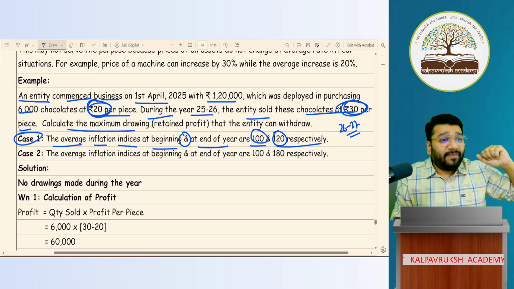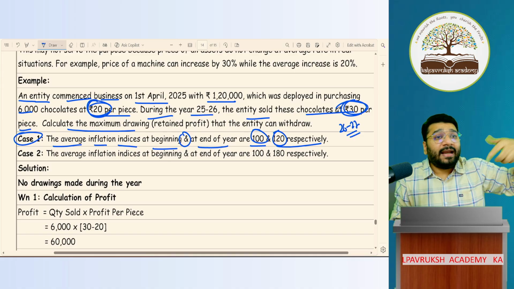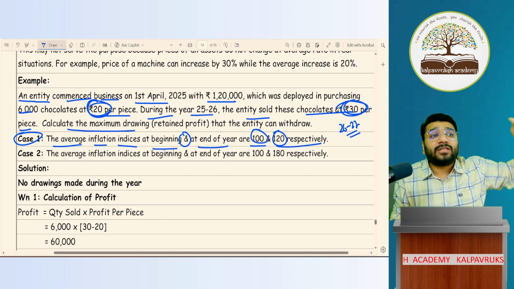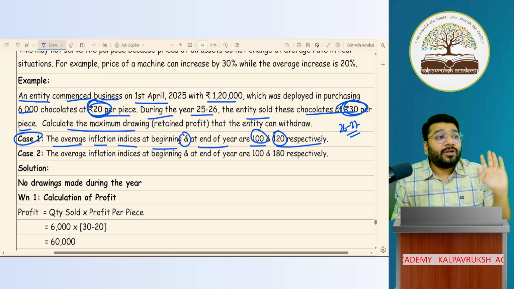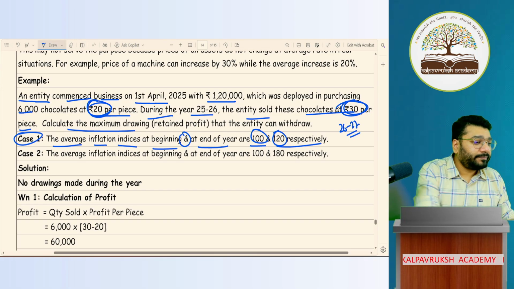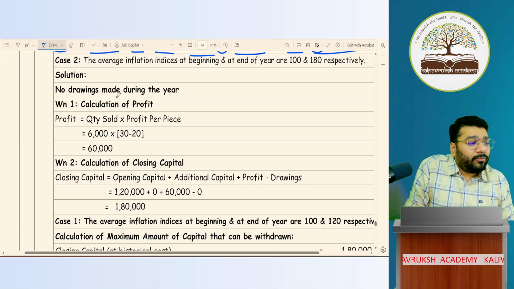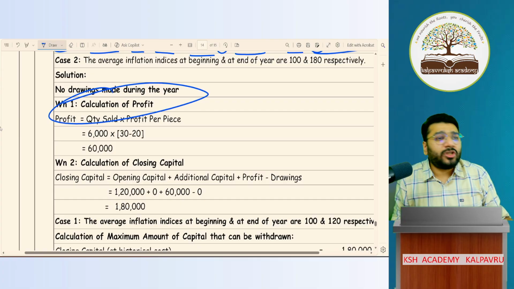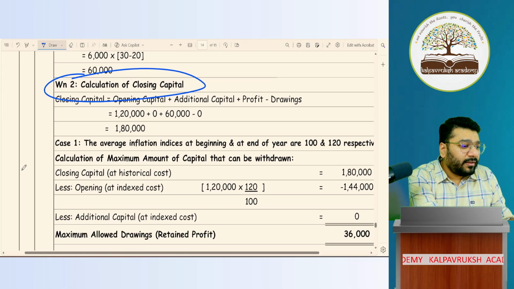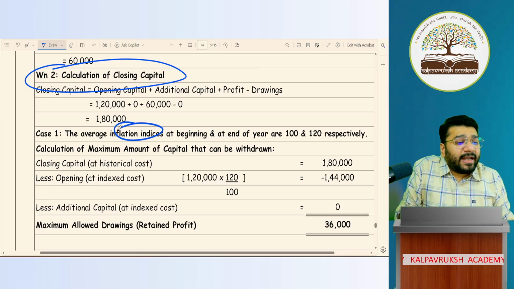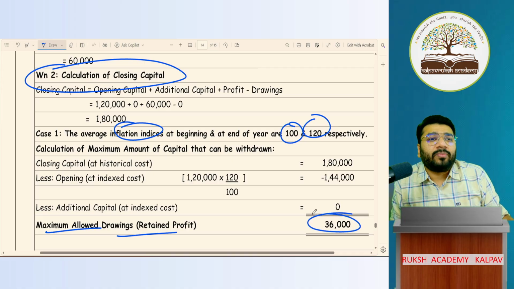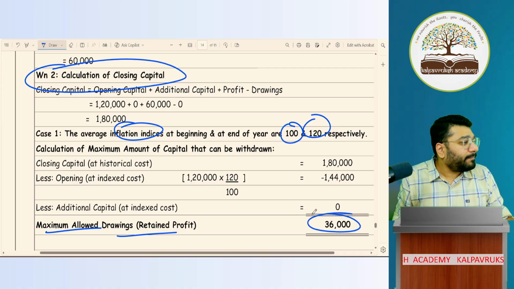Maintenance of the capital in such a way that even during the inflation period, I can have the same purchasing power. Got it? So this is talking about the maintenance of the capital, not the maintenance of the profit. So don't get into the profit part. Clear or not clear? Okay. Same step, calculation of profit. Same step, calculation of closing capital. Any difficulty? No difficulty. Now when the inflation indices were 100 and 120, the maximum allowed drawings is 36,000 rupees.